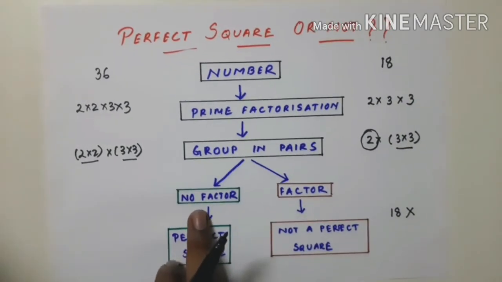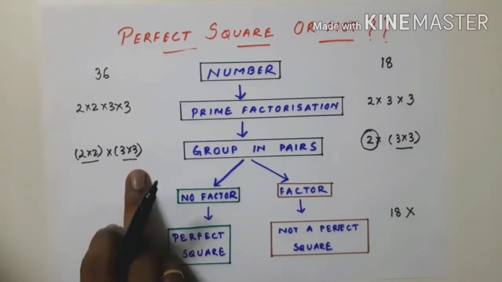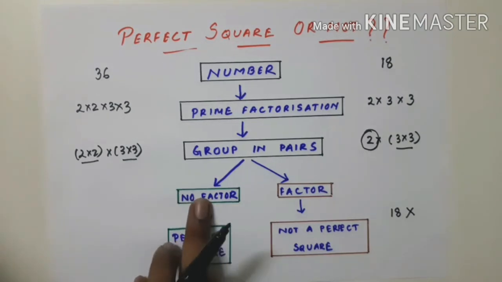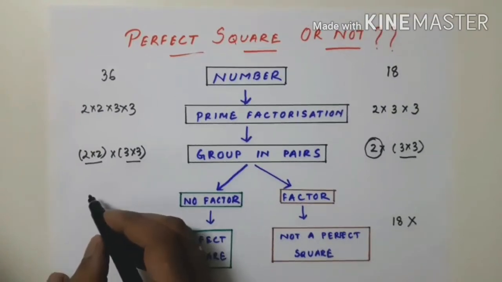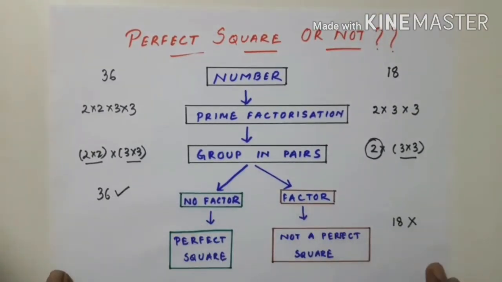So is there any factor left out? You can see here both are paired now. So two groups we have found and nothing is left out. So we don't have any factor left. So since there is no factor left, we can say 36 is a perfect square.